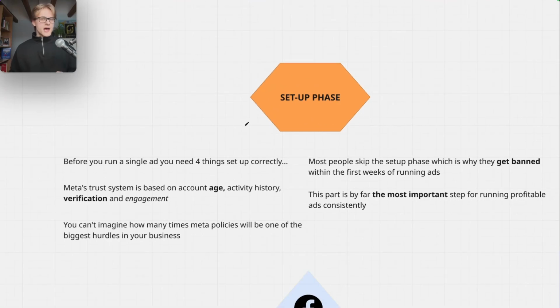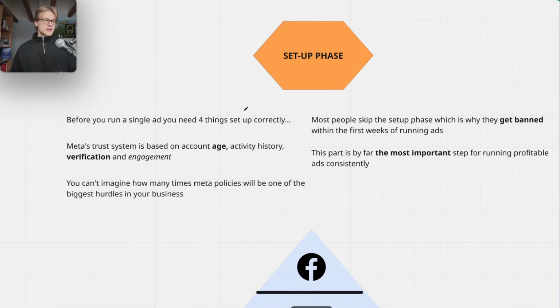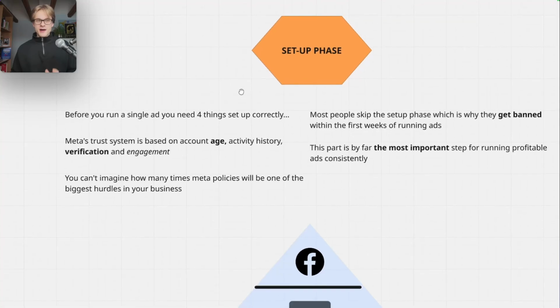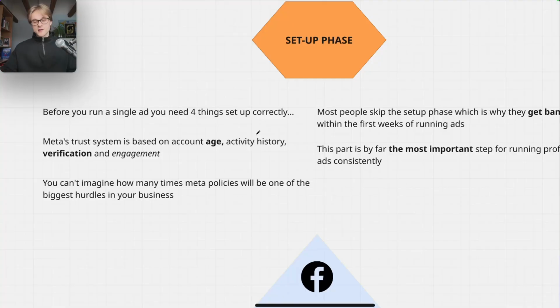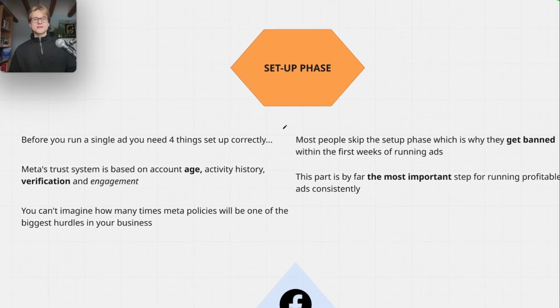Before you run a single ad, you need 4 things set up correctly. Meta's trust system is based on account age, activity history, verification, and engagement. You can't imagine how many times Meta policies will be one of the biggest hurdles in your business. I'm telling you this. Like, all of our campaigns that we run, the biggest problem has always been Meta taking down our accounts, blocking our ads, flagging us. This happens a lot, man. Everywhere. We even got our Instagram account taken down with 26K followers.